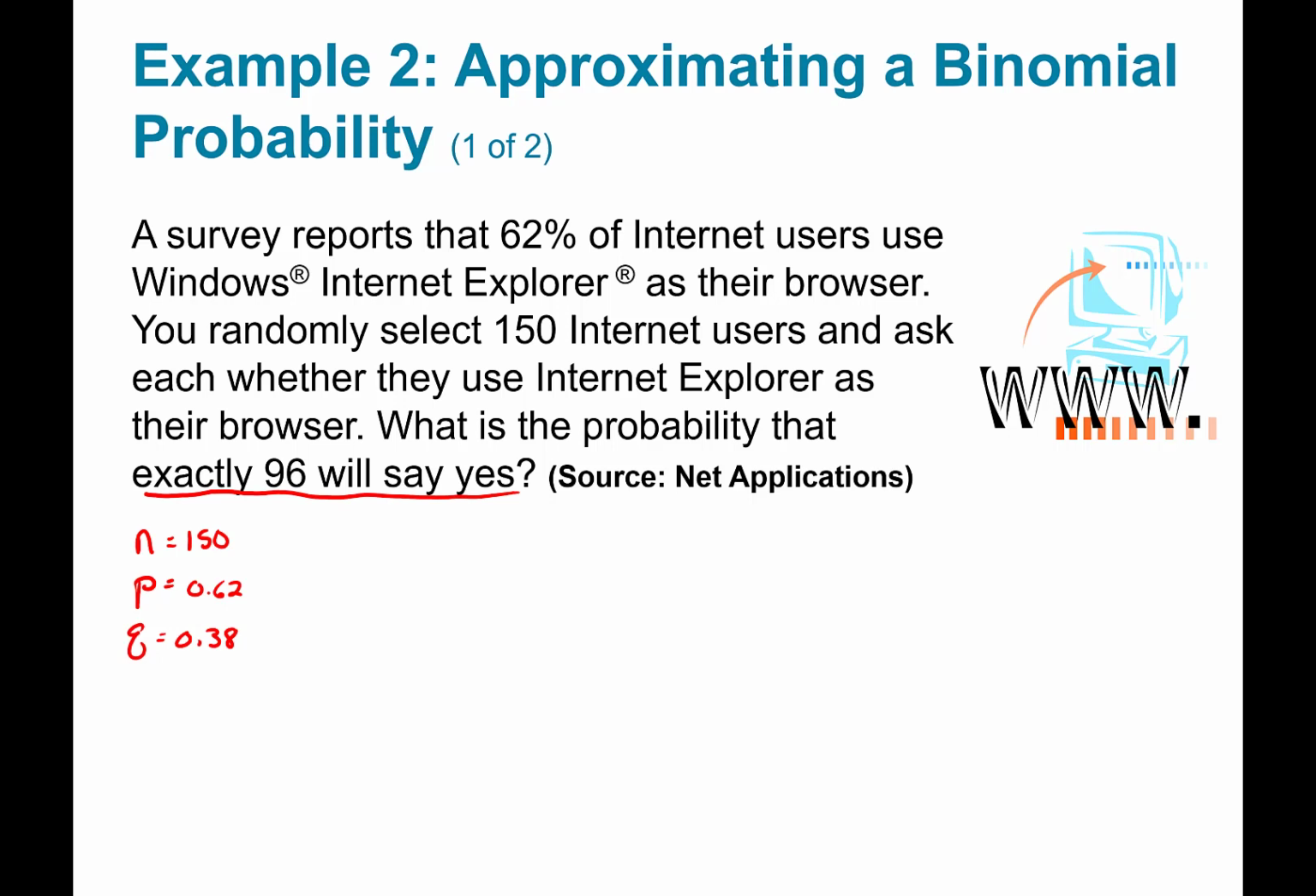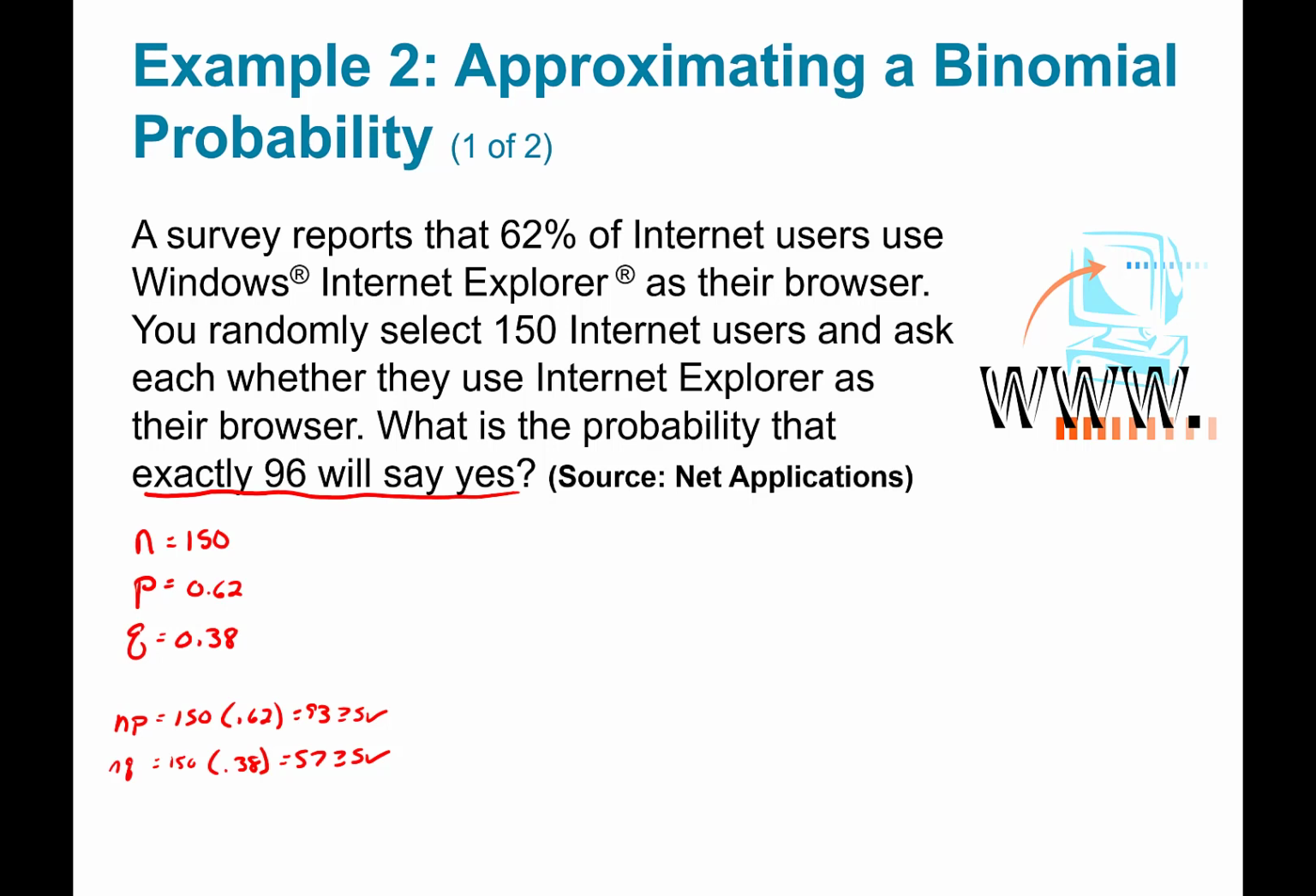So now we do our check to make sure that we can use the normal approximation. N times P is 150 times 0.62, and so we get 93, which is greater than or equal to 5, so we're good. N times Q, 150 times 0.38, which is 57, which is greater than or equal to 5, so we're good. So the normal approximation does apply in this case.